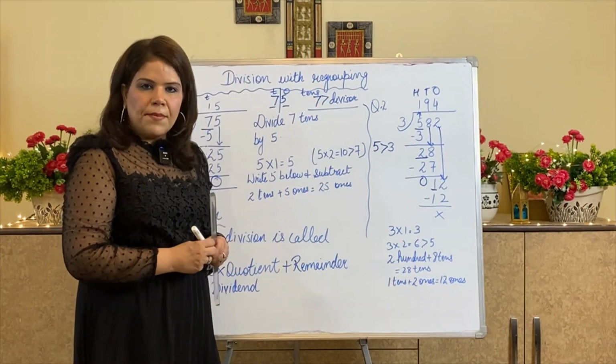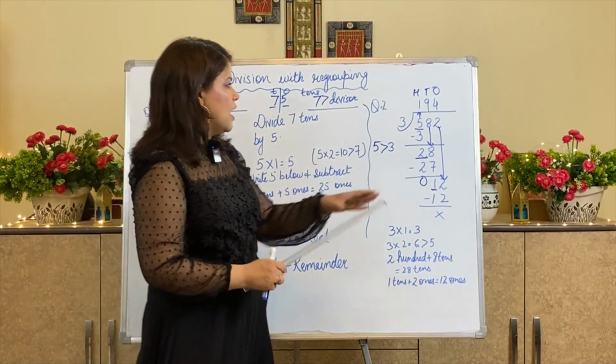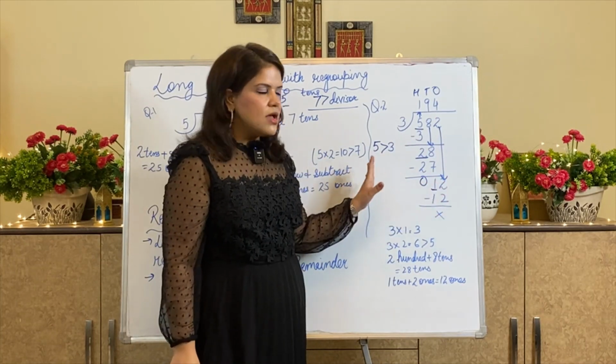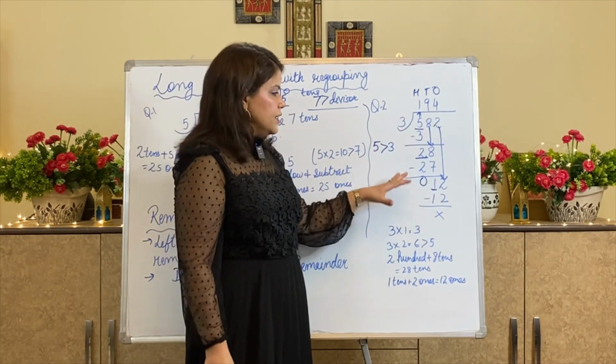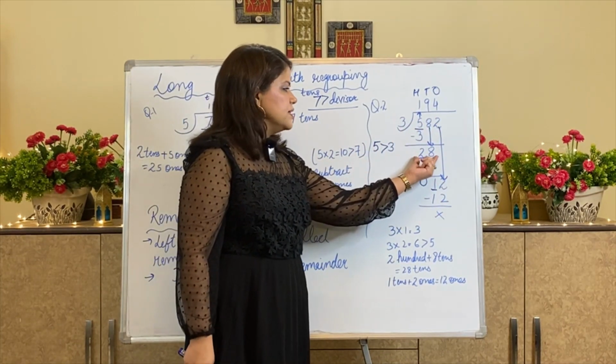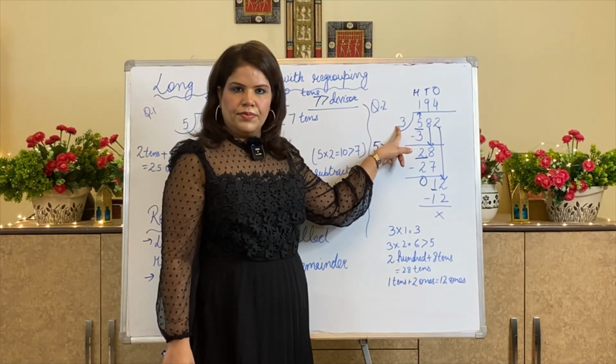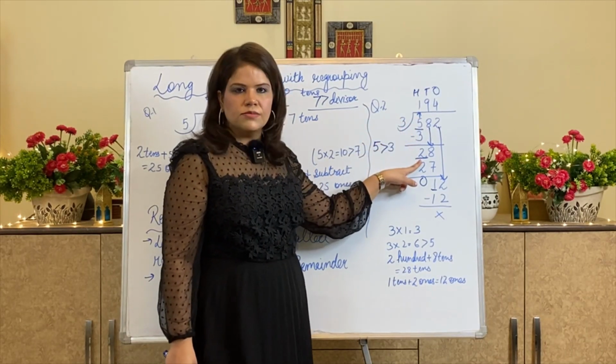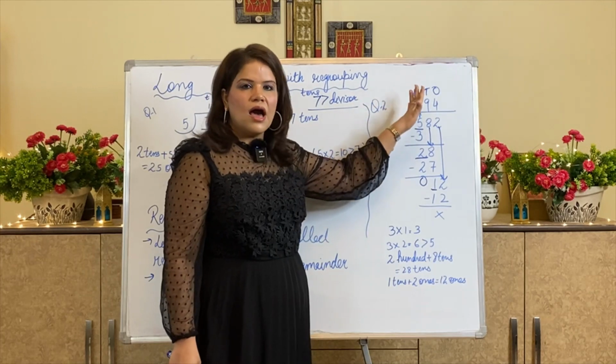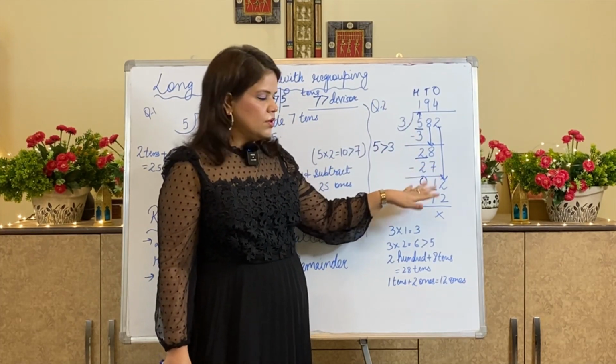Understood? Step by step, I will bring the number down from the dividend. We will not take them together unless this number is greater than the divisor. If this number becomes smaller than the divisor, then I have to bring one more digit down.